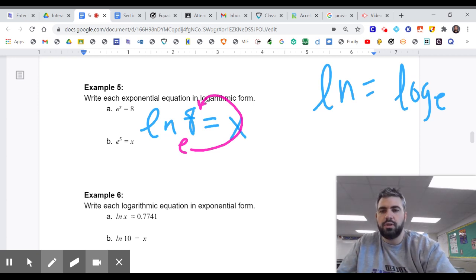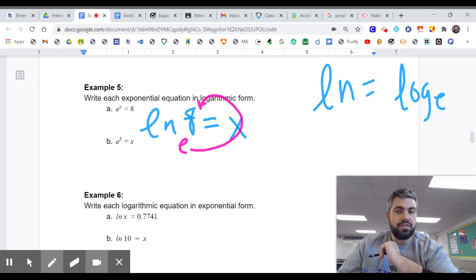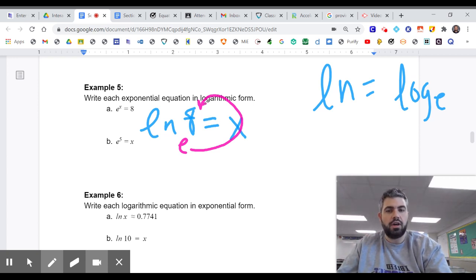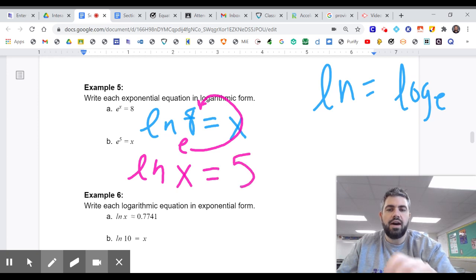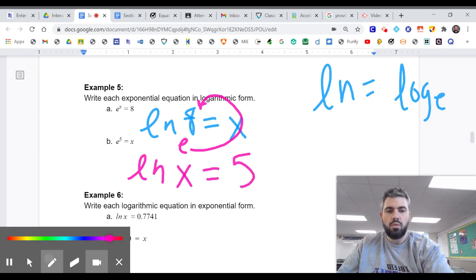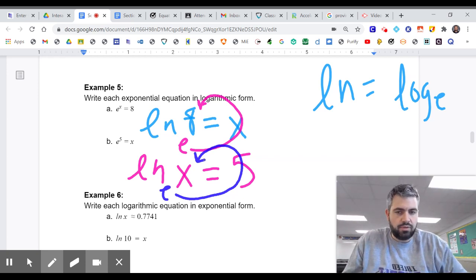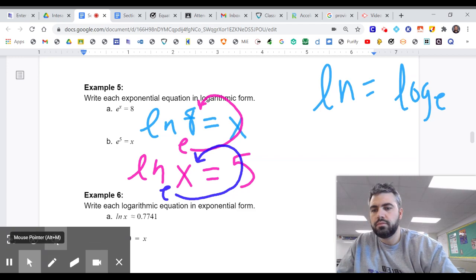All right, so let's try the next one. It says e to the 5 equals x. Again, this is natural log, which is log base e. So ln of x equals 5. Now, how can I check to make sure this is right? Well, I can say this is base e to the 5 equals x, which we know to be correct. So our answer is just going to be ln of x equals 5.